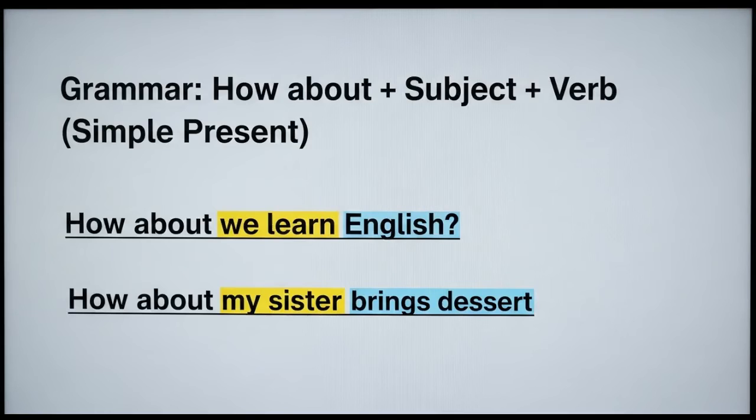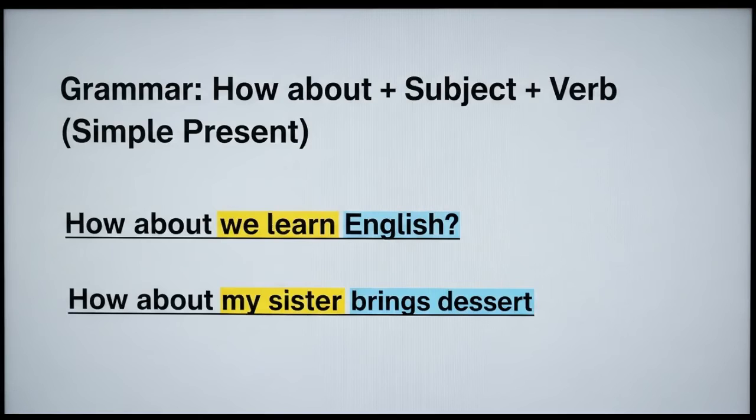Imagine we are planning a party and deciding what food everyone should bring. How about my sister brings dessert? Break down: how about, plus my sister, subject, plus brings, simple present verb, with the S for sister.